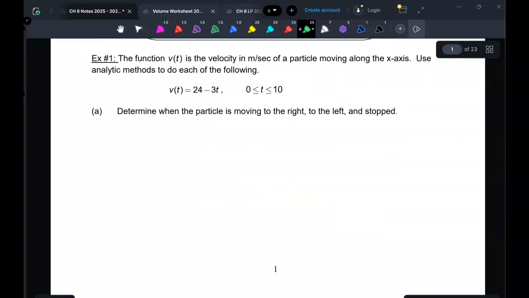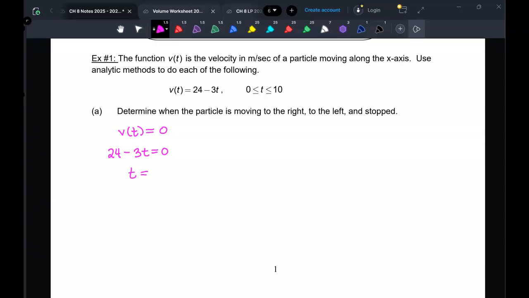Okay, here we have a function. So I'm giving you the velocity. It's over t from 0 to 10 seconds. When is the particle moving to the right, to the left, and when is it stopped? So first thing I want to do, let's see where it stopped. So no calculus involved in this part A. It's literally taking our velocity function. What do we get for t? 8. Okay, so it's stopped at t equals 8.